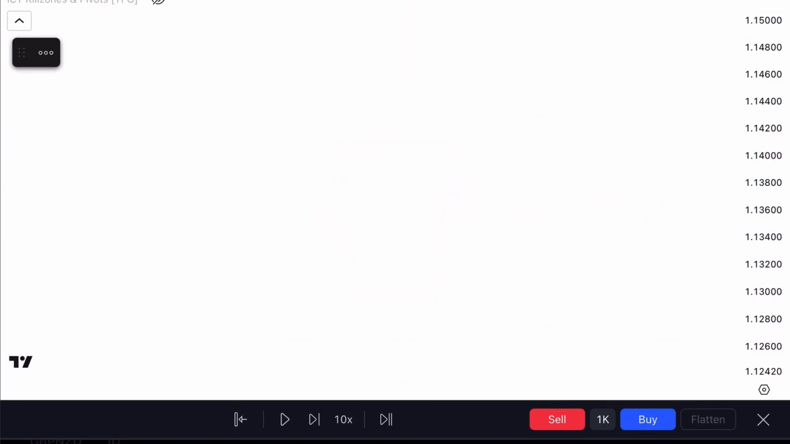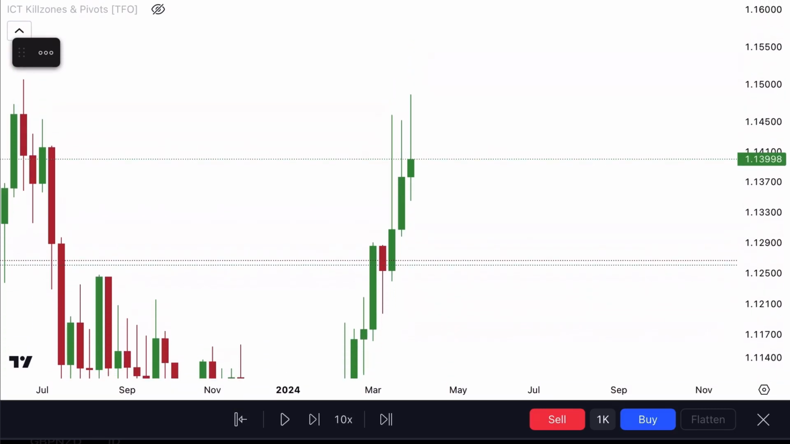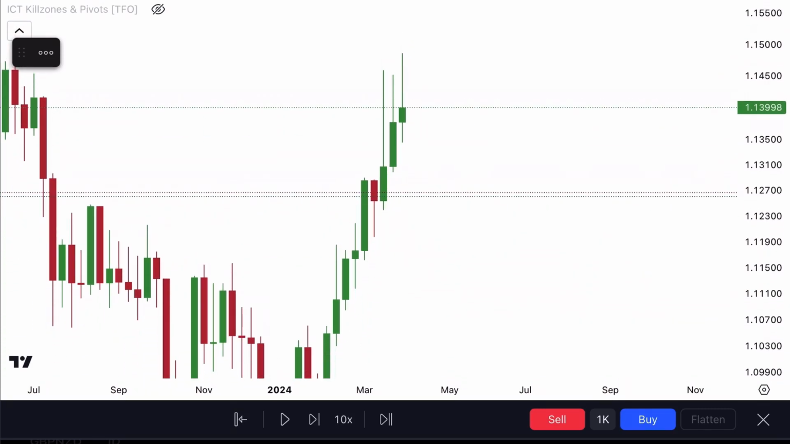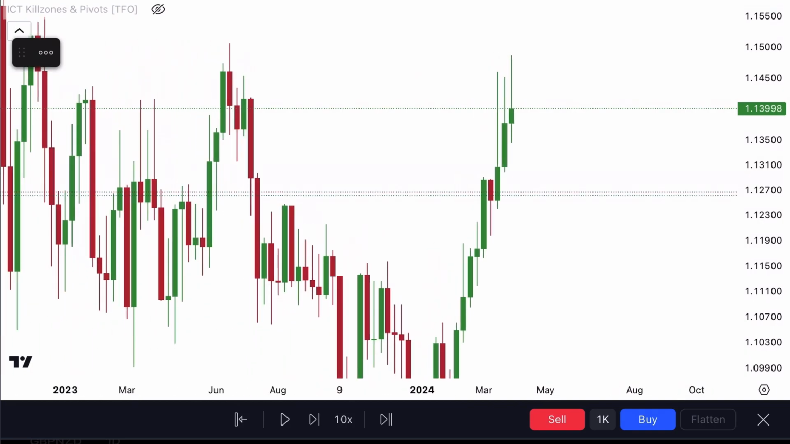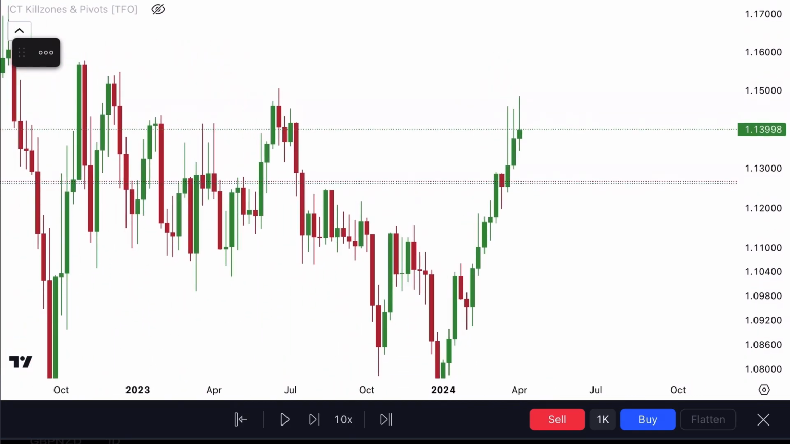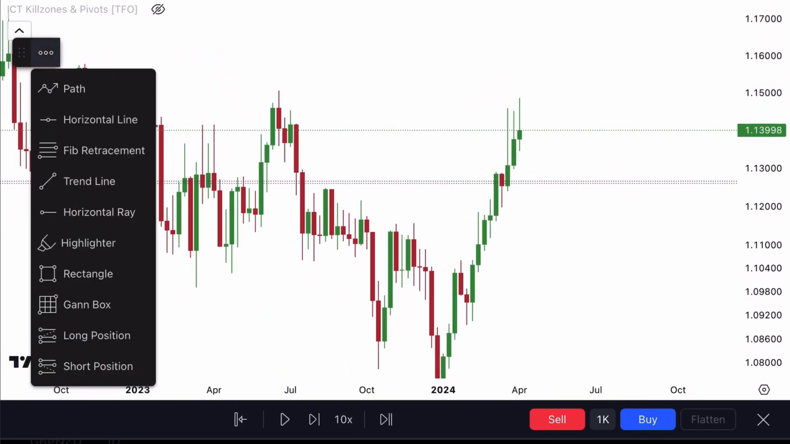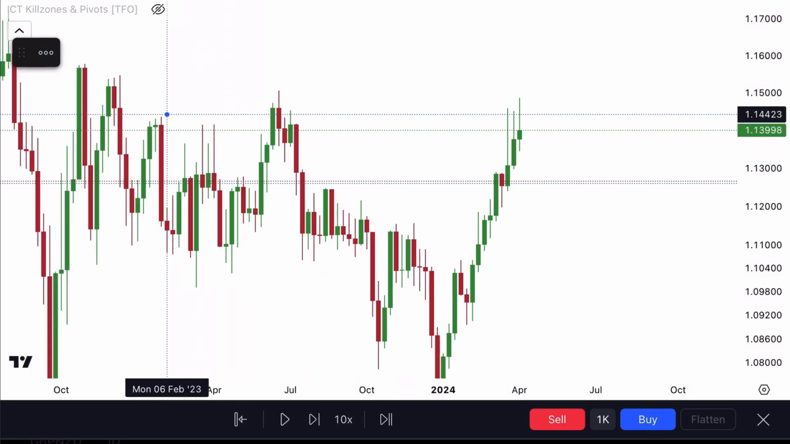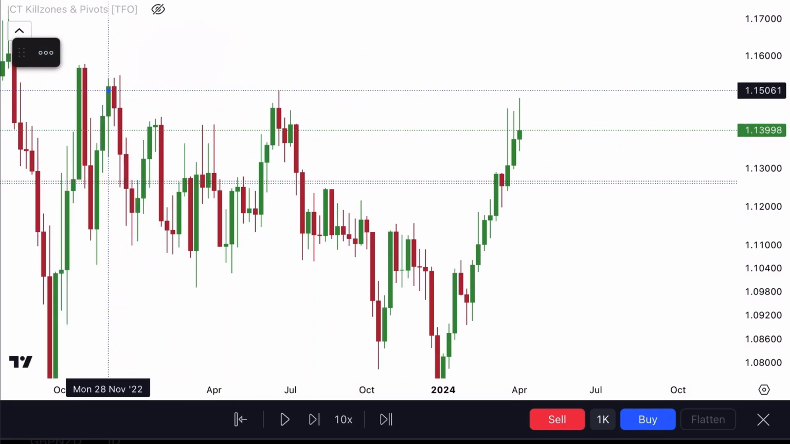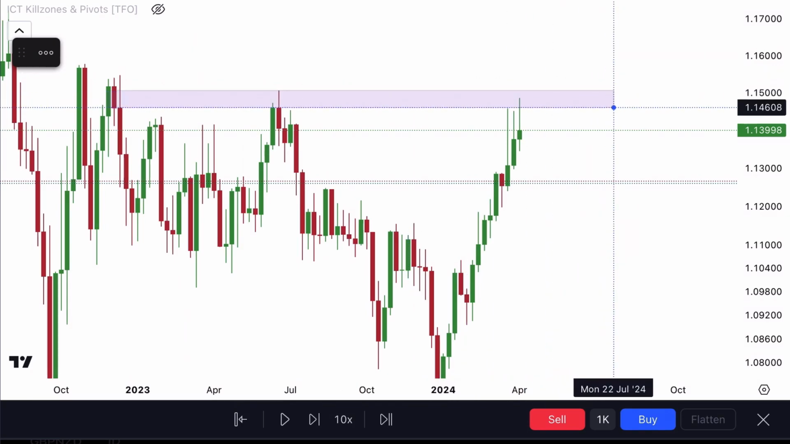Then we go to the weekly time frame. On the weekly time frame, we will be looking for resistance or support that could be of influence for our trade. As you can see right here, we came into this area, which could be seen as resistance.